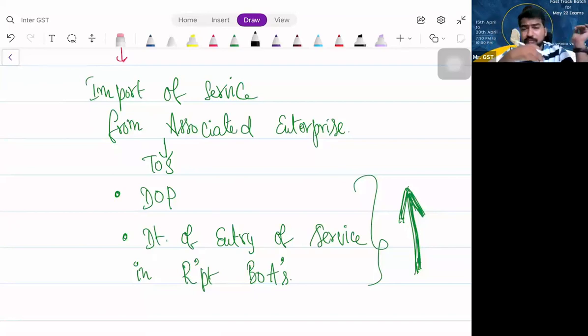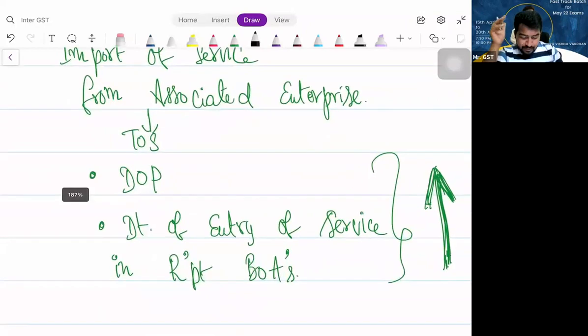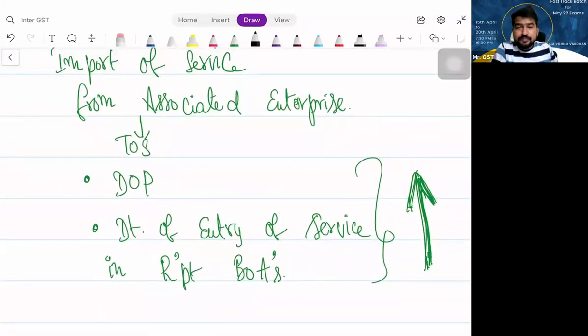Now, don't take the same rule. Date of payment is 61st day and all, you don't take it. Here the time of supply is date of payment, that remains constant. If you observe, everywhere you go, date of payment is following you, just like a watchdog. So date of payment. What is the other date you have to compare? Date of entry of service in recipient's books of accounts. Whichever is earlier.